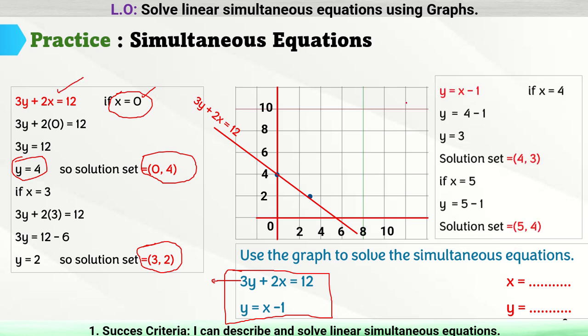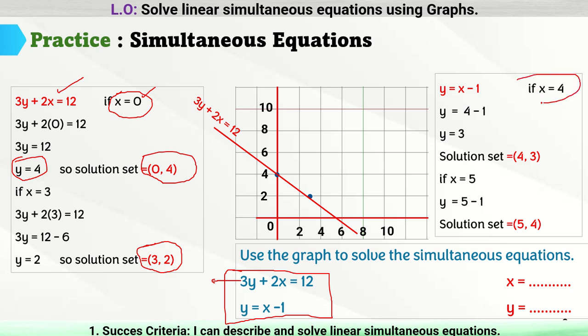Now for the second equation we again consider some values. The values depend on you. You can put 4, you can put 5, it depends on you, right? So we first put x 4, it gives us solution set of 4 and 3, and then we put x 5, it gives us solution set of 5 and 4. This is already explained to you, how to work out the values and how to simplify equations. So now we are going to draw the line on the grid.